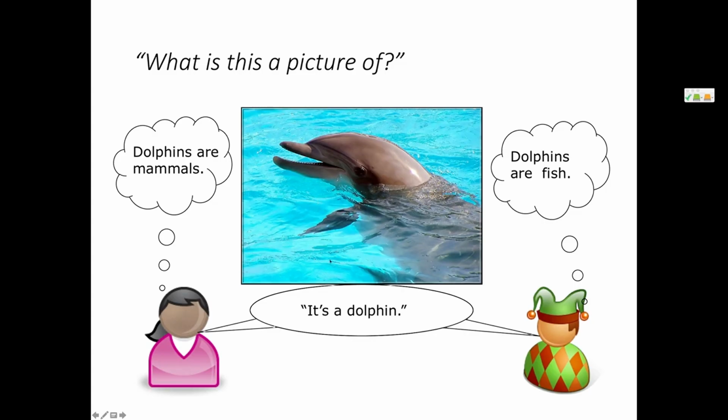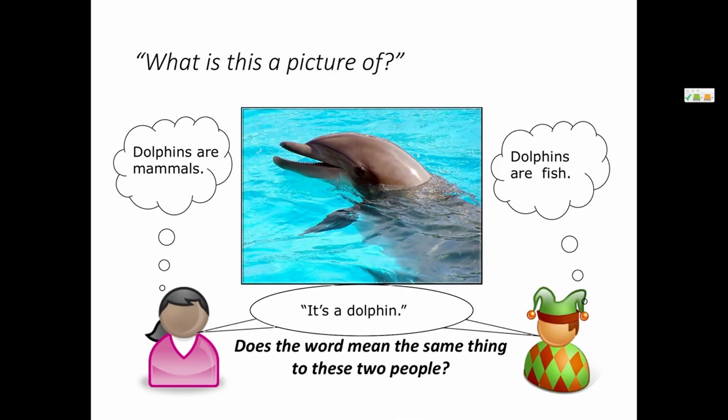They both know it's a dolphin, but do they have a different idea? Does dolphin mean something different to either one of them? And is it important? That's another question, too. Does the word mean the same thing to these two people? They probably could point to it, and they could probably tell you that they like to see the dolphin shows at SeaWorld or whatever. But is it important that one person thinks it's mammals and the other one thinks it's fish?